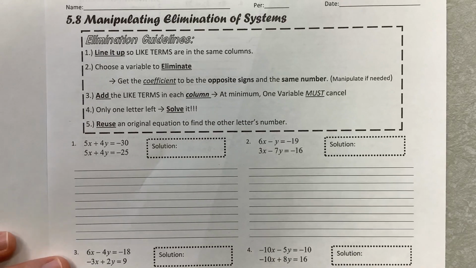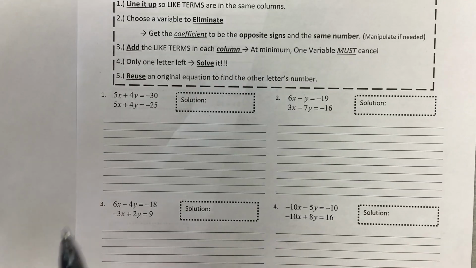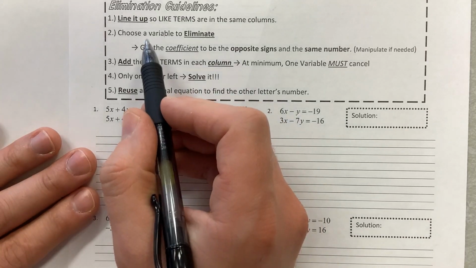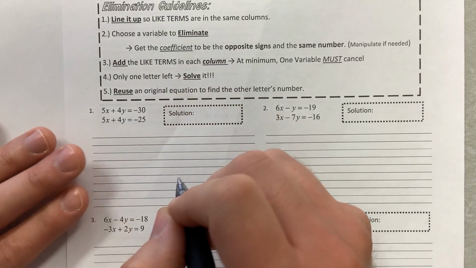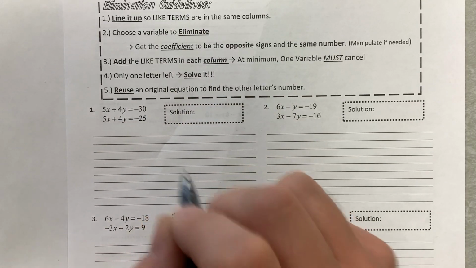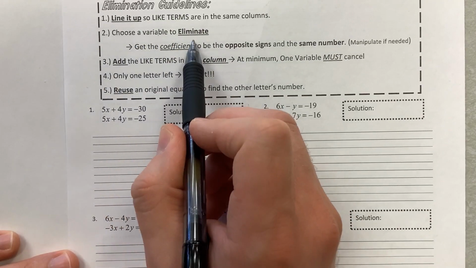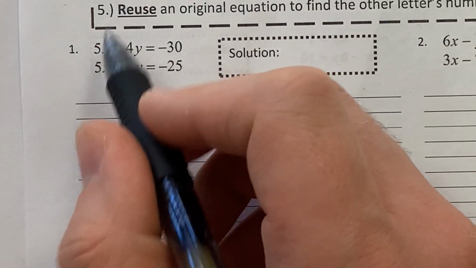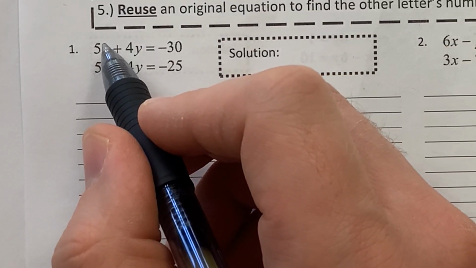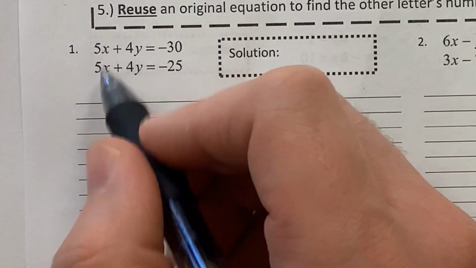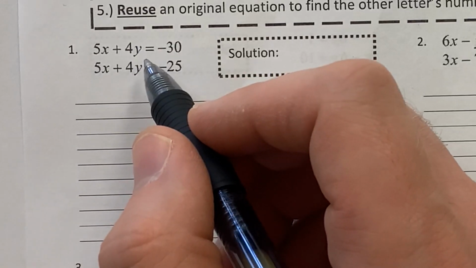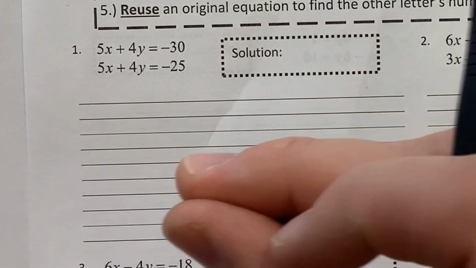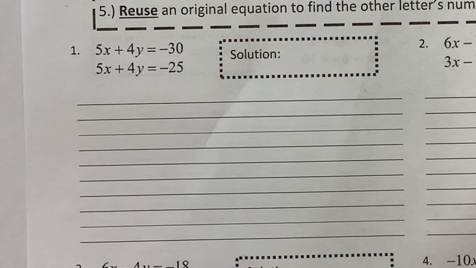Here we go. So, problem number 1. Step 1, make sure everything's lined up. My x's, y's, equal signs, and constants, known as my numbers, all lined up, so I can go ahead and skip that. 2, choose a variable to eliminate. So right away, we look at my x's. I have a positive 5 and a positive 5. Those are not opposites. I have a positive 4, positive 4. Those are not opposites. So right away, I could not add these two together and have something cancel out. So we're going to have to manipulate a little bit.